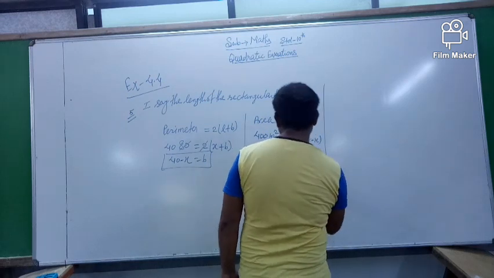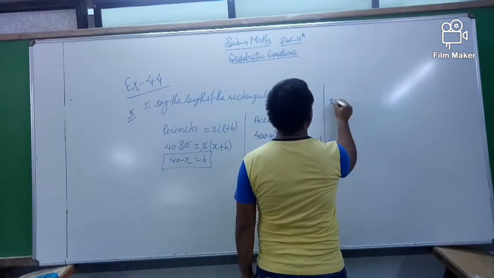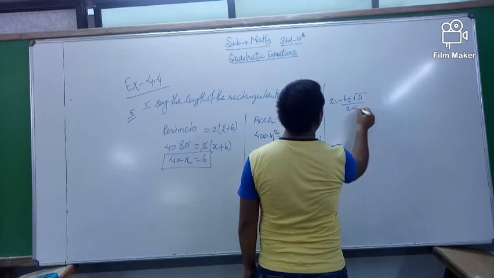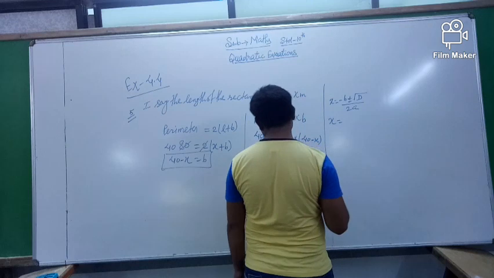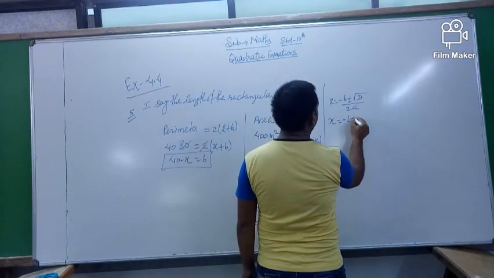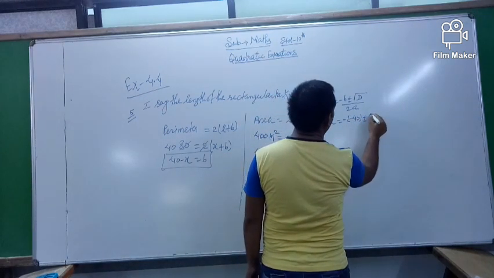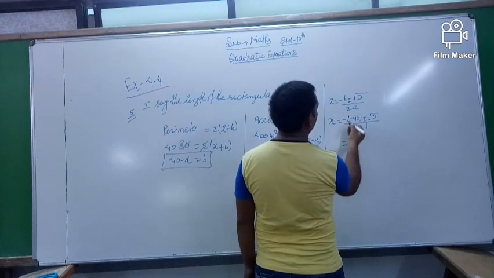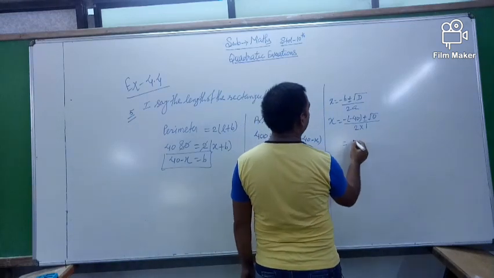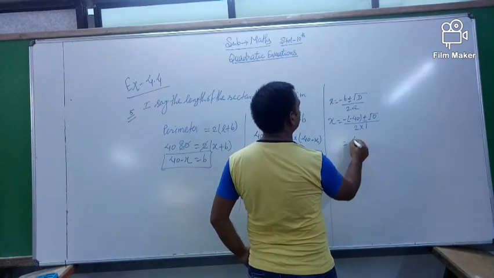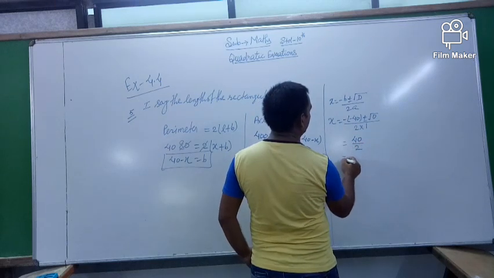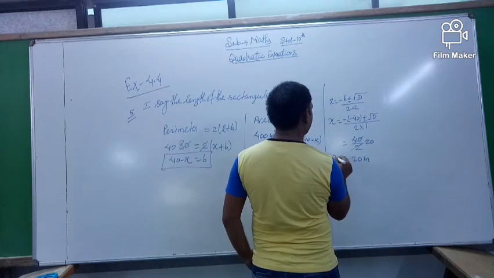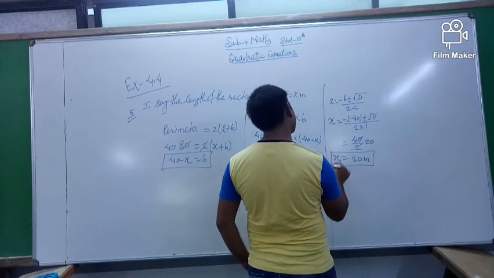So in that condition, you find the value x is equal to minus b plus or minus under root D divided by 2a. So x is equal to minus b. The value of b is minus 40, plus or minus under root D, which is 0, divided by 2 into a, which is 1. So minus and minus is converted into plus. So 40 divided by 2 is 20 meter. Here next, that is the length. Length is 20 meter.